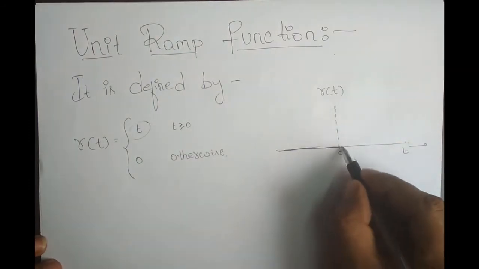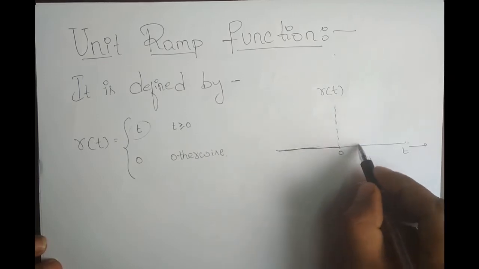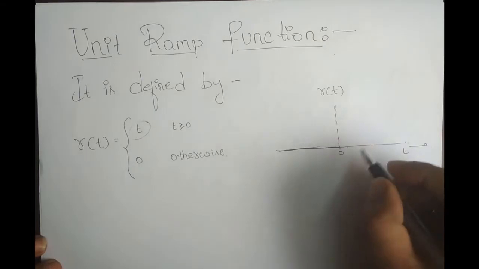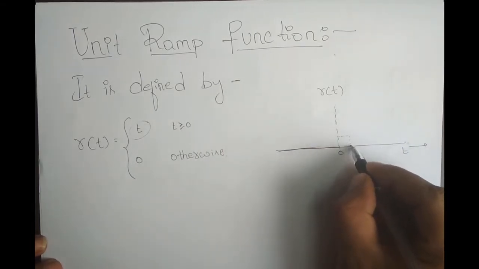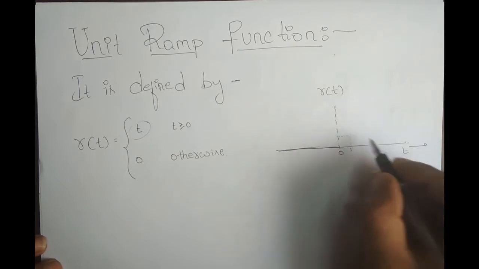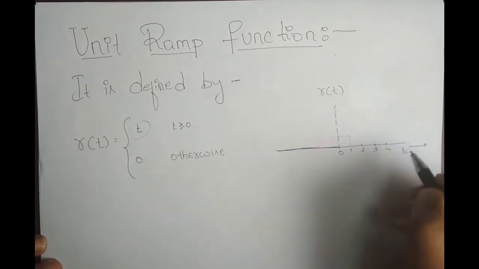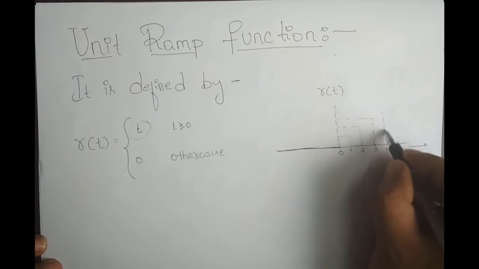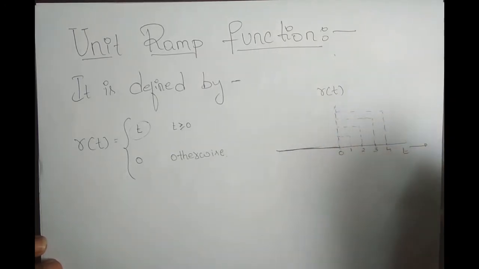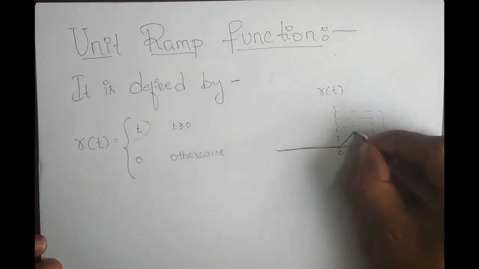So whenever I say t, what happens? When t is equal to 0.1, amplitude is 0.1. When t is equal to 0.2, amplitude is 0.2. When t equal to 1, amplitude is 1. When t is equal to 5, amplitude is 5. And since it is a continuous time signal, it looks something like this. So this is at t is equal to 1. This is at t is equal to 2. This is at t is equal to 3, 4, and goes on. And this goes on. So the signal is like this.